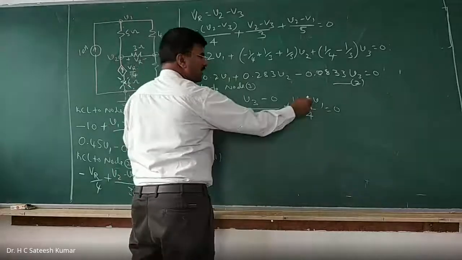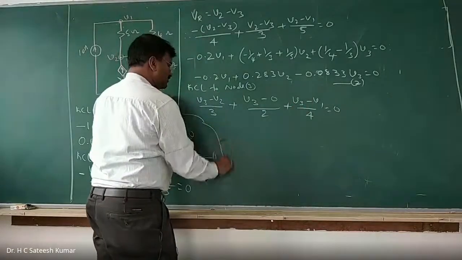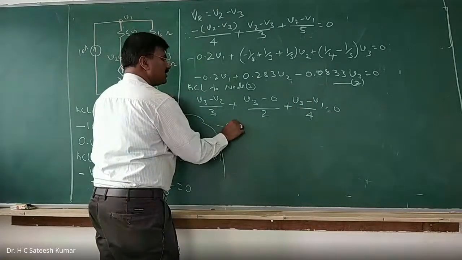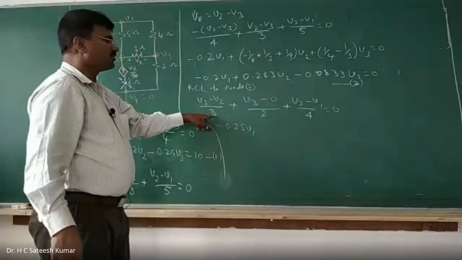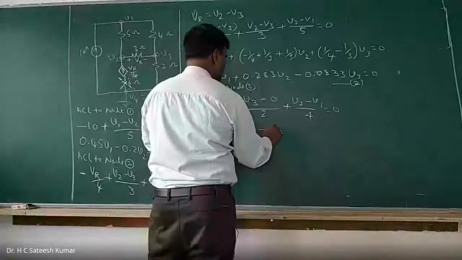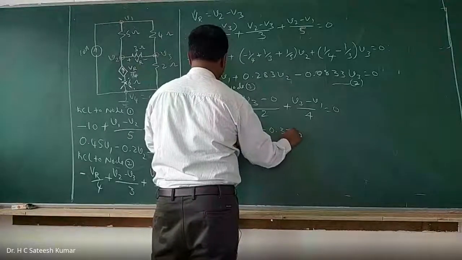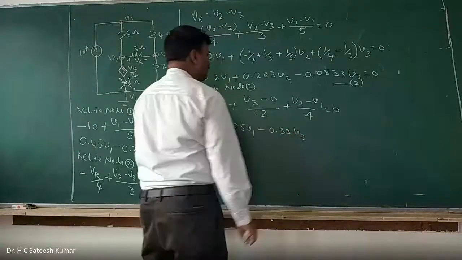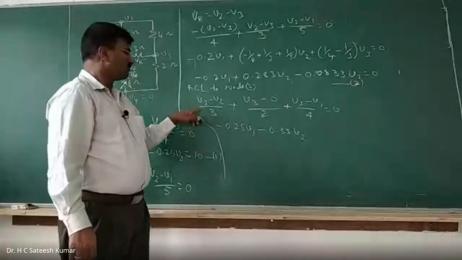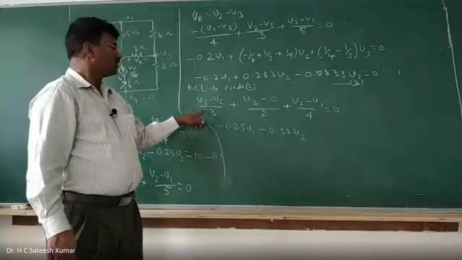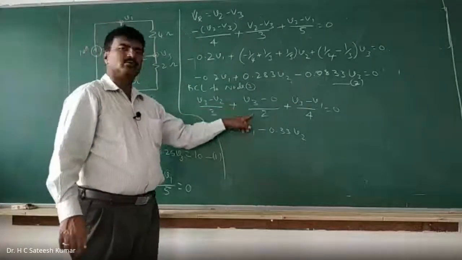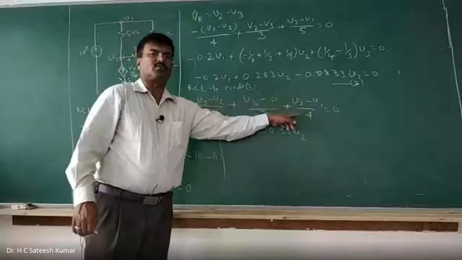Okay, right. Minus 1 by 4 means minus 0.25. Minus 0.25 V1. What about V2? Minus 1 by 3 is minus 0.33. Minus 0.33 V2. What about V3? V3 coefficient 1 by 3 plus 1 by 2 plus 1 by 4.